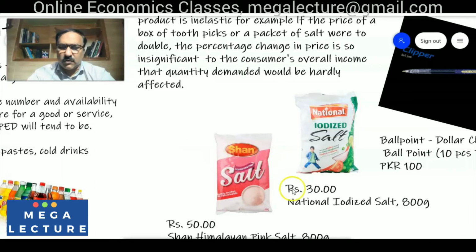For instance, the price of salt is 30 rupees, and I assume that a typical consumer's total income is 50,000 rupees. So 30 rupees is a very small proportion of 50,000 rupees. Now if the price of salt doubles and the new price is 60 rupees, 60 rupees is still a very small proportion of the consumer's total income, that is 50,000 rupees. So that rise in price may not influence the consumer to decrease demand. So demand is less elastic, or inelastic, to change in that price. And in some cases, demand may be perfectly inelastic.